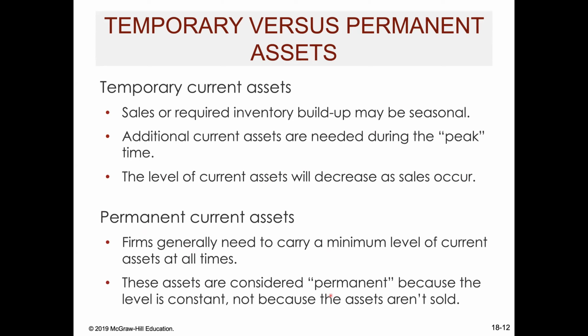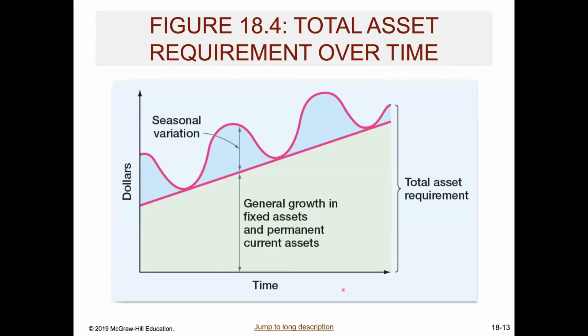These assets are considered permanent because the level is constant, not because the assets aren't sold. So with inventory, maybe we'll always keep $500,000 worth of inventory in stock, but we're going to sell the old inventory and have new inventory replace it. So it's constantly rotating, but the amount or the level of inventory is what we call permanent.